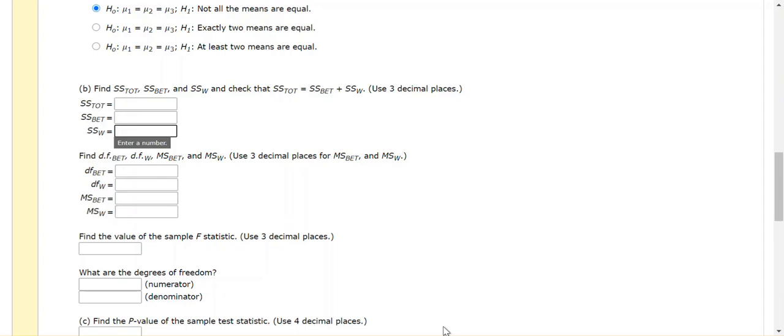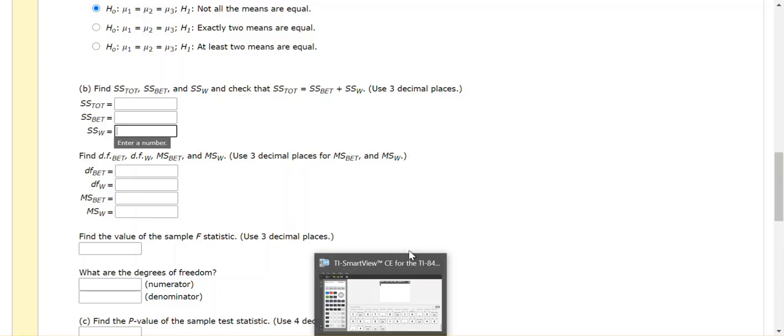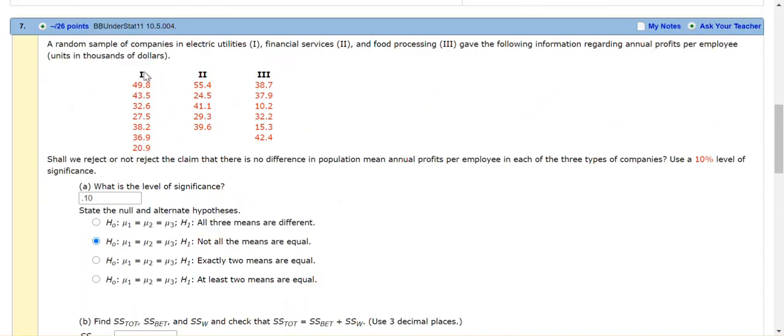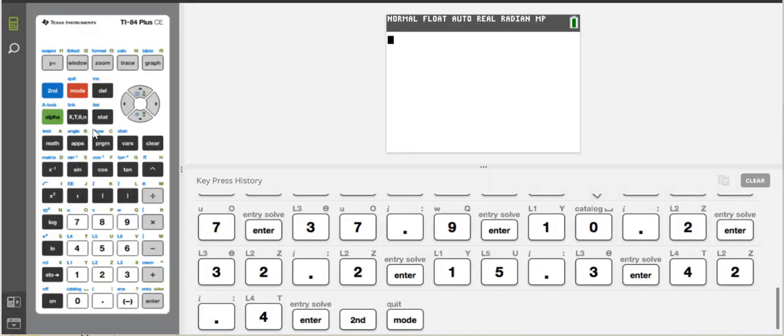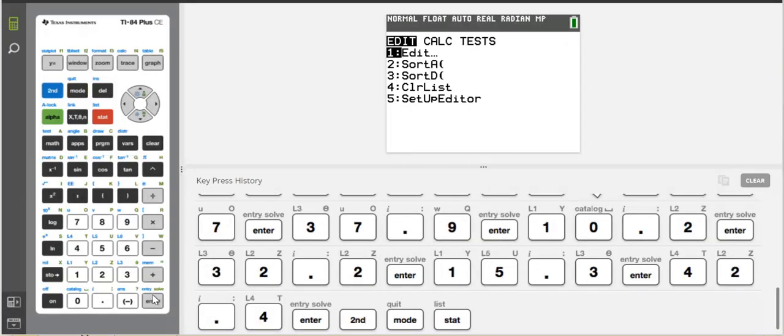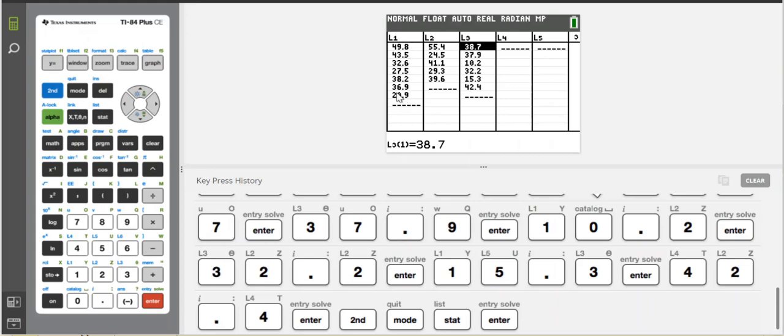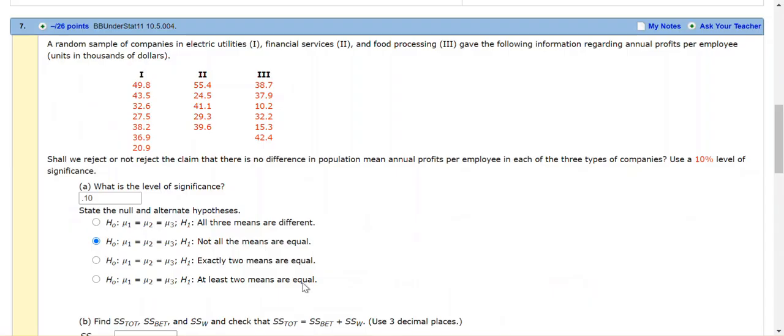So how do we do this? Well, I'm going to use my calculator. What I did was put group 1 in list 1, group 2 in L2, and the third list in L3. Let me show you. I went to stats and edit the list. So I put the I in L1, the II in L2, and the III in L3. I carefully did that. Once again, those 3 lists correspond to these 3 lists.